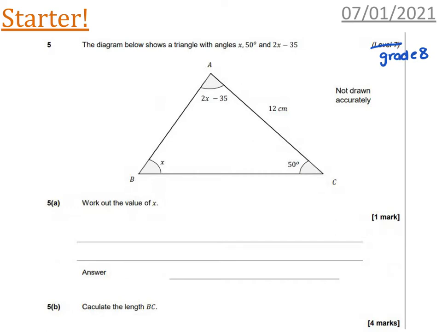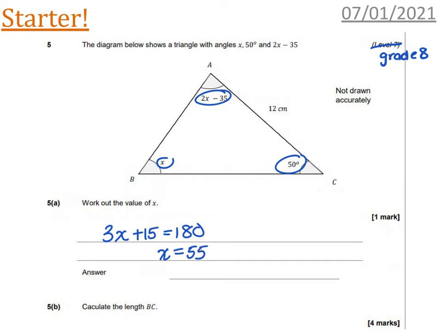Well, it's a triangle, and last time I checked, all the angles in a triangle add up to 180 degrees. So adding up these three angles here, I would end up with 3x plus 15 is equal to 180. And then subtract 15 and divide by 3. X is equal to 55.